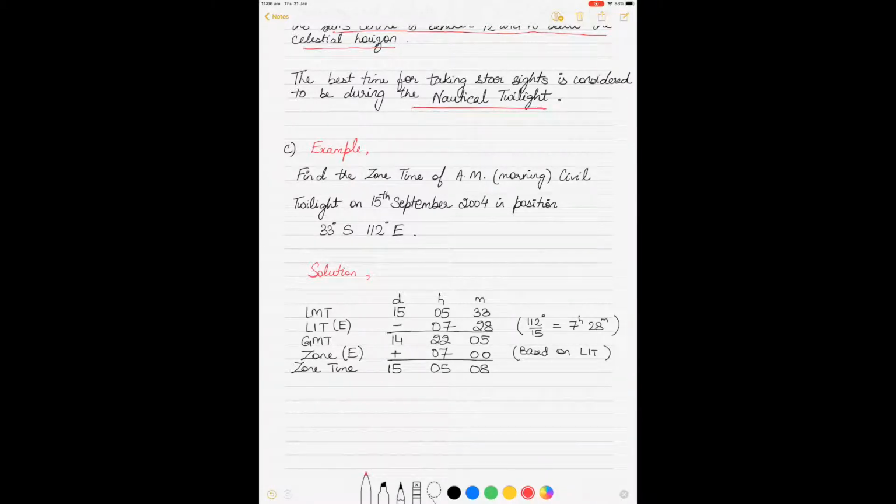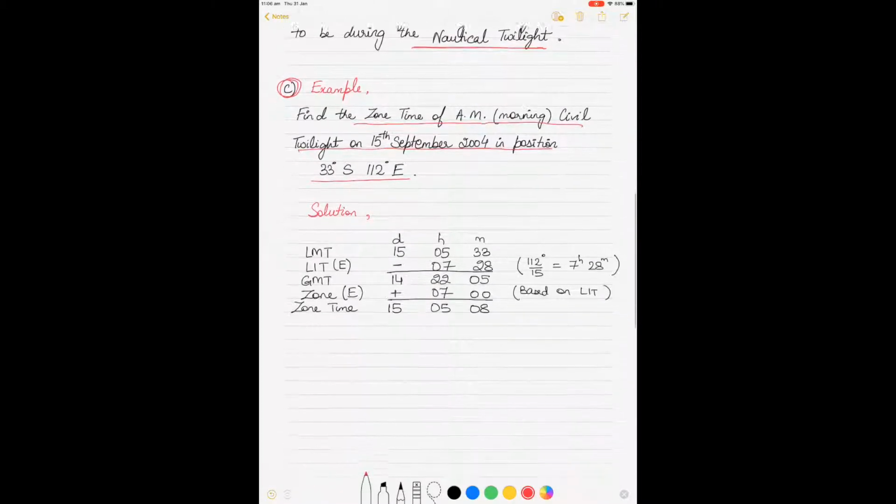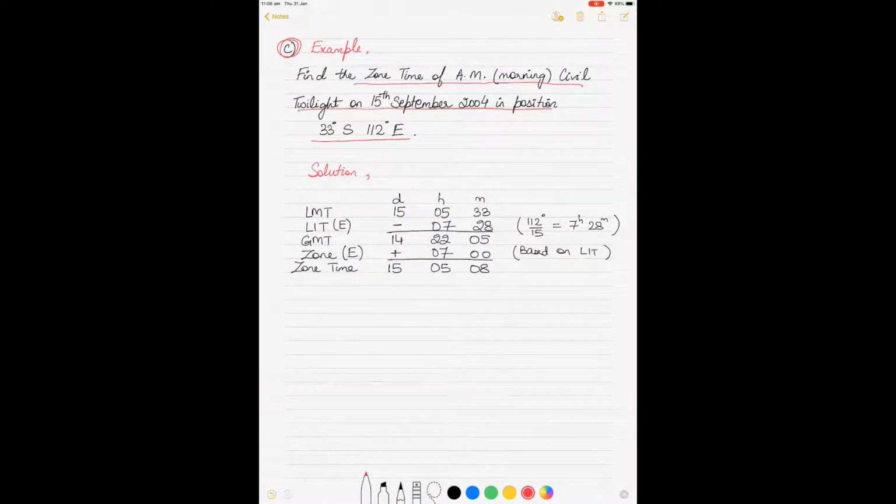So let me take an example for a question where you have to find the ship's time, the zone time of morning civil twilight on 15th of September 2004 in a position 33 degrees south and 112 degrees east. Alright, so to do so, first thing we have to do is go into the Nautical Almanac, and when we go into the Nautical Almanac, 15th, 16th and 17th September, for the same 3 dates, you have the times given to you. I'll show it to you very quickly. But the time that you obtain from the Nautical Almanac is your LMT, which stands for local mean time. Alright, so let's go into the Nautical Almanac.